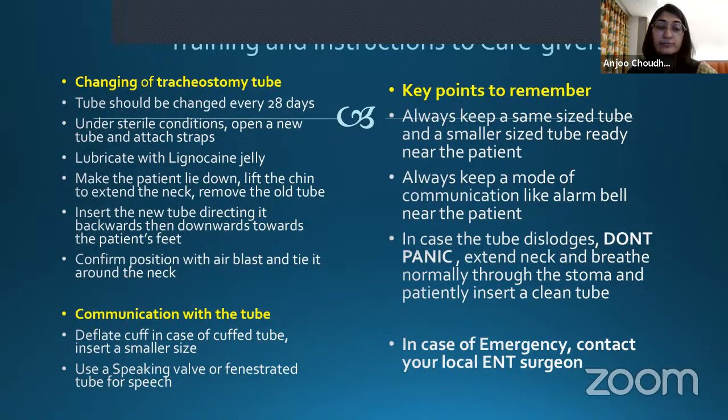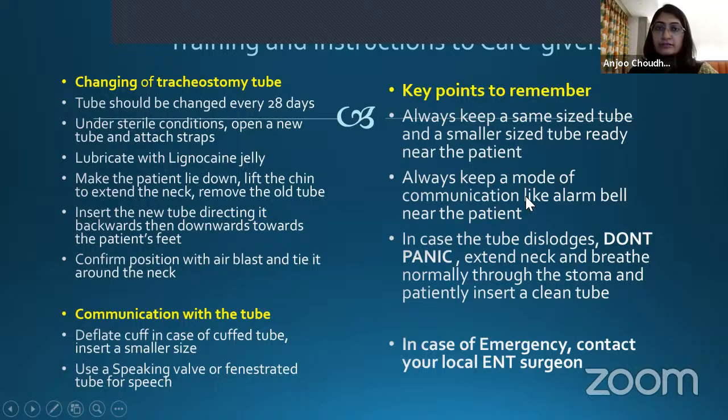How does the child communicate with the tube is a common question. If it's a cuff tube, we'll have to first wait for the tube to get deflated, and an uncuffed tube with a smaller size has to be put. And there are speaking valves available on the tubes which can help the child to phonate along with the tracheostomy tube.